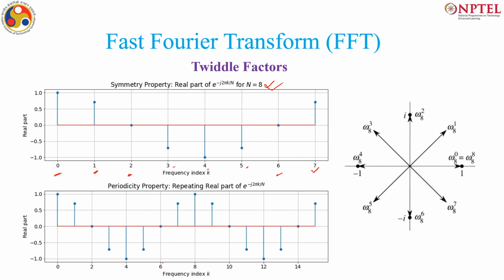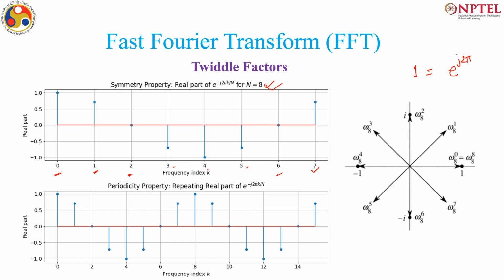So, this typically repeats, and to understand this, this is the diagram in a complex plane. So, Twiddle factor is nothing but the nth root of unity. So, how do you say nth root of unity? 1 can be written as e power j 2 pi.